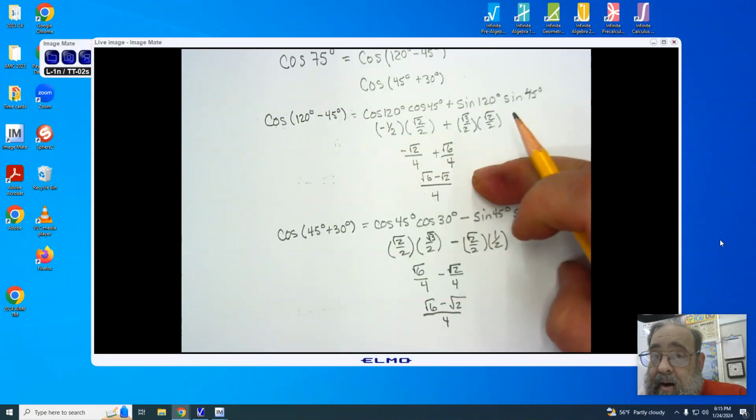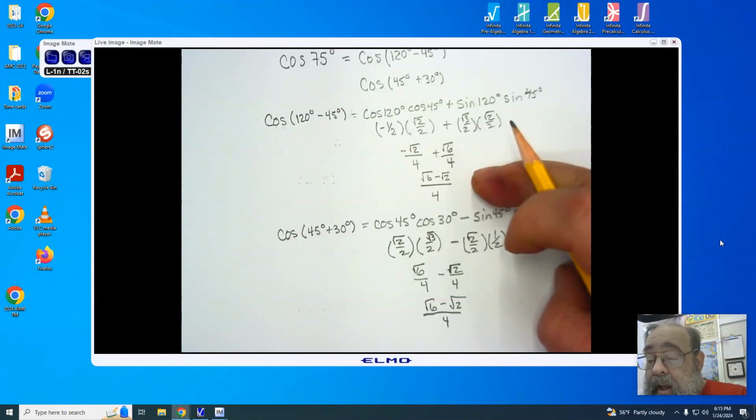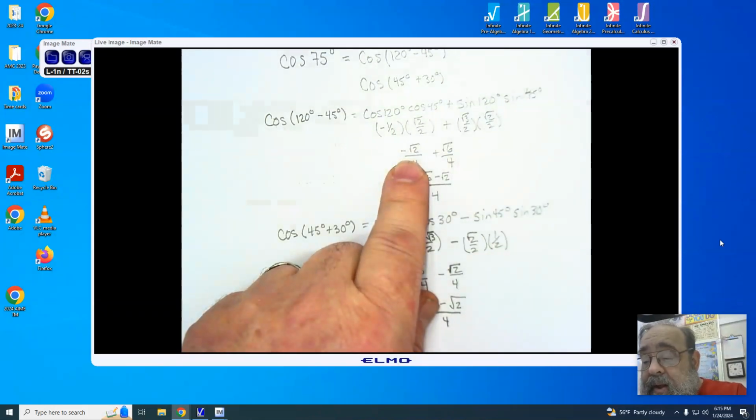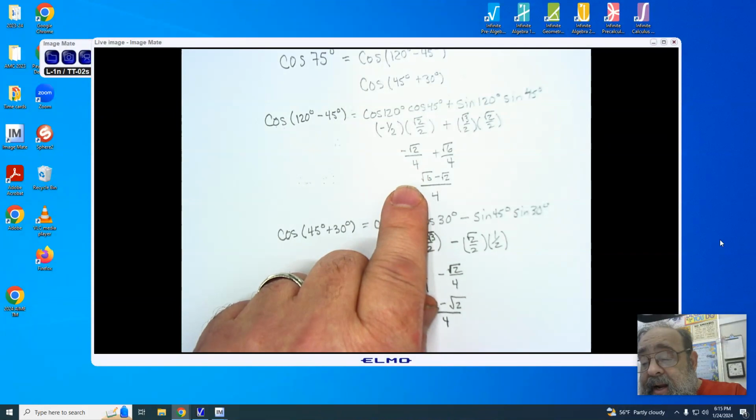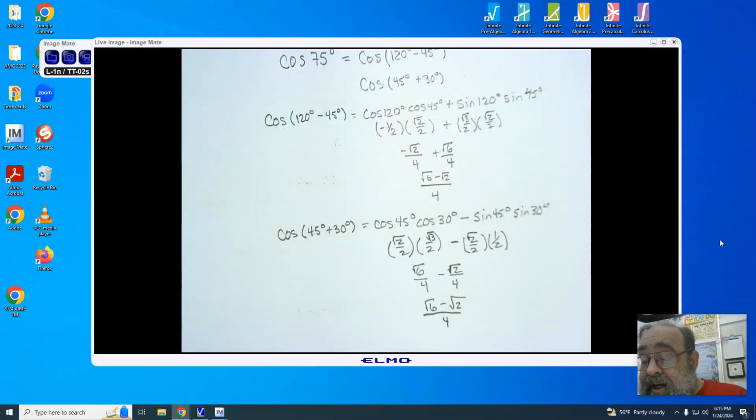It does not matter whether you use the sum or the difference formula. You will always get the same answer. If you had decided not to move the negative 2, you would have had negative root 2 plus the square root of 6, and that would have been a little bit maneuvered differently.